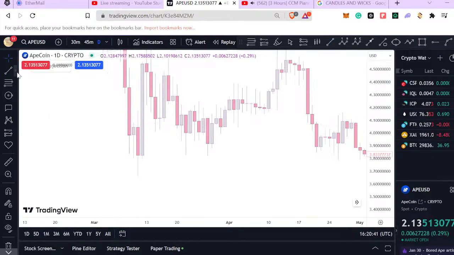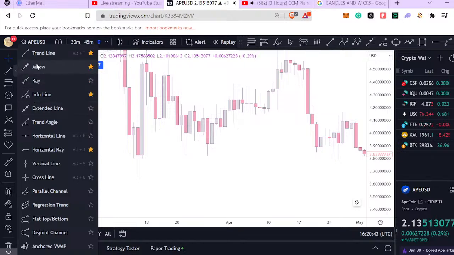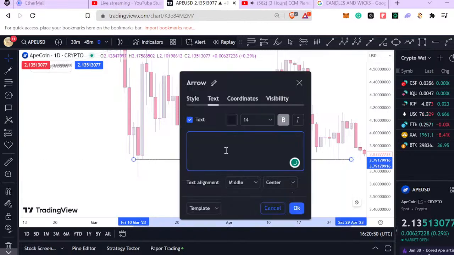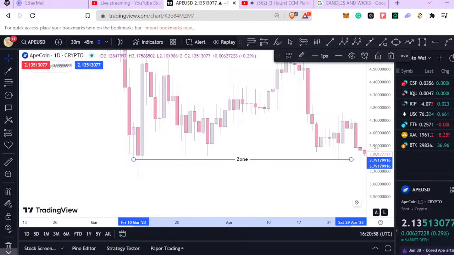I'm going to delete that. I want to pick my arrow. I'm going to be wrapping up this session very soon. So this spot here was a key zone. I'll just mark it with X's. No, let me not use X's. Let me just write the word zone. Yeah, so now you have that.